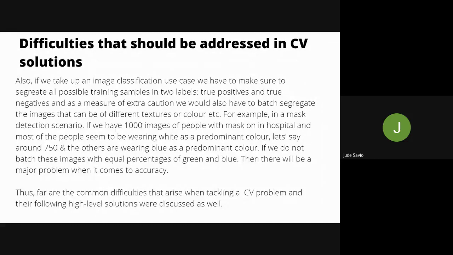Otherwise, if one batch contains all white and with only true positives, and another batch contains all blue with half true positives and half true negatives, your model is going to get confused basically. So thus far, these are the common difficulties that arise when tackling a CV problem, both in terms of hardware and in terms of software.